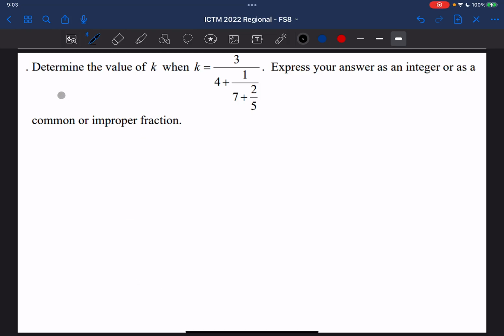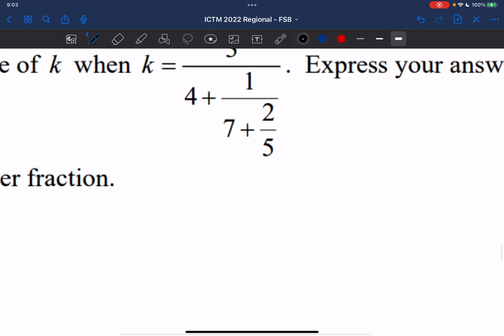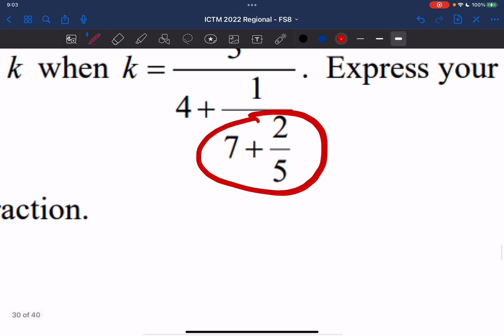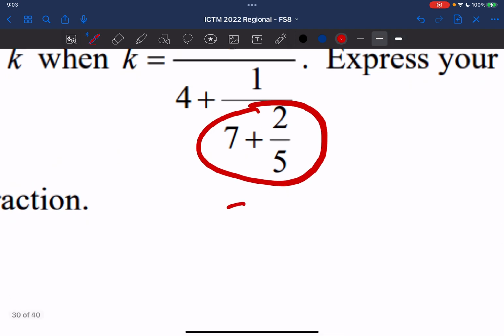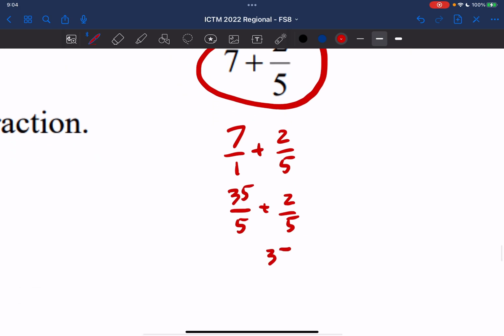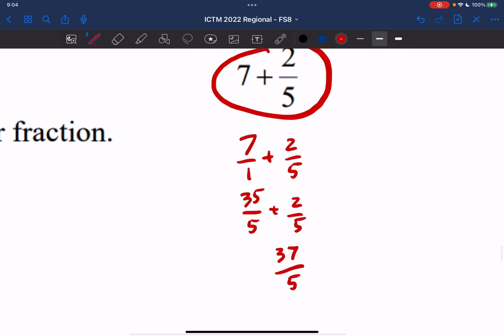Here we want to determine the value of k when k equals this fraction. Now what we're going to do is start down here. In order to combine these, we need a common denominator. We need a denominator of 5, so that means we have 35. So that means we get 37 over 5.